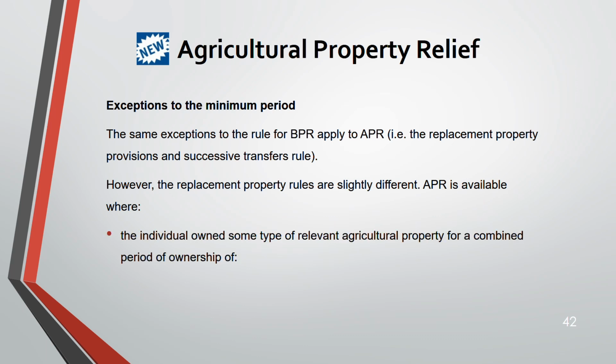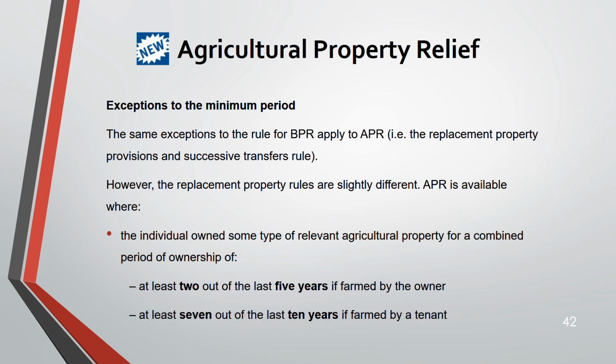Here, APR is available where the individual owns some type of relevant agricultural property for a combined period of ownership of at least 2 out of the last 5 years, or at least 7 out of the last 10 years. 2 if it is farmed by the owner, 7 if farmed by a tenant.